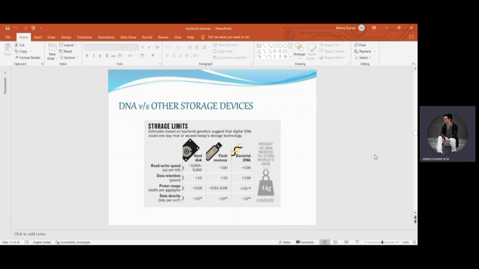So this figure is showing DNA versus other storage devices. A hard disk has a read-write speed of 3000 to 5000 microseconds per bit. Flash memory has a read-write speed of 100 microseconds per bit. Bacterial DNA has a read-write speed of about a microsecond per bit. The weight of DNA needed to store the world's data is 1 kg of DNA.